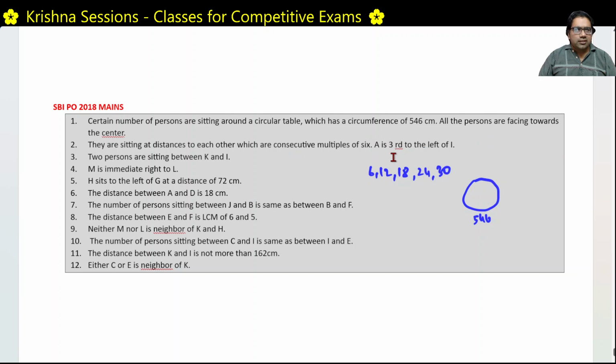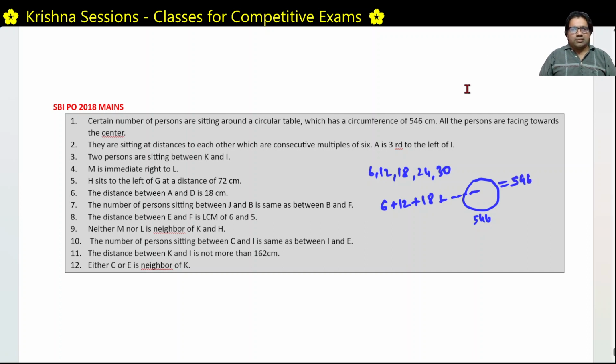Right. He's saying he's third to the left of I. Two persons are sitting between K and I, etc. Now, certain persons, we don't know how many persons. And he's saying total circumference is 546. The distance between two persons could be 6, another two persons could be 18. So 6 plus 12 plus 18 plus 24 plus 30 plus whatever should be equal to 546.